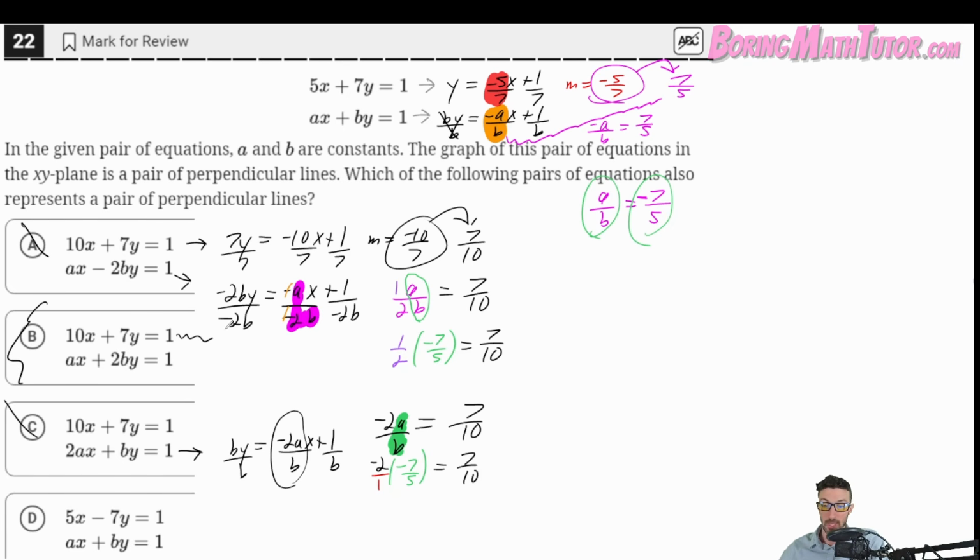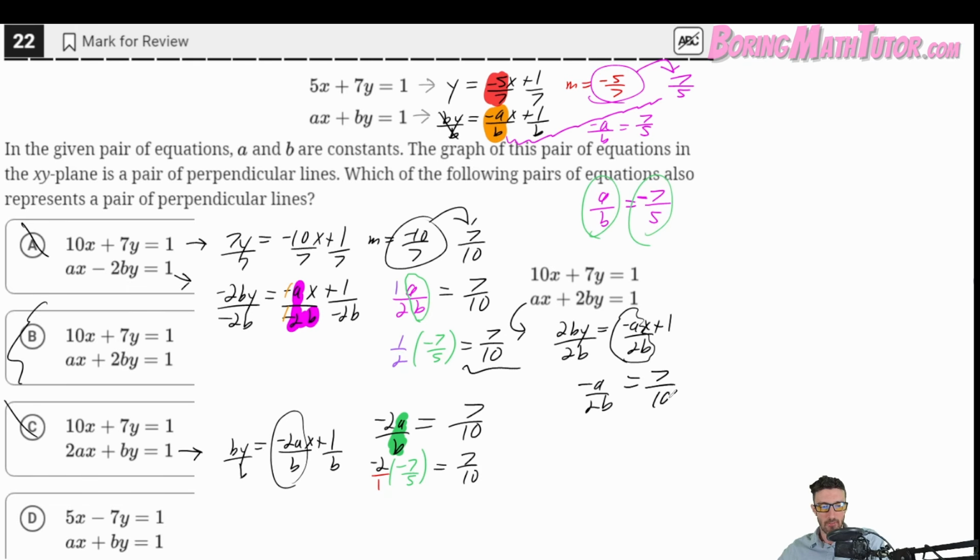And I don't know why I skipped B. I don't know how that happened, but whatever. Let's now take a look at B. So for this one, let's write it on the side over here. And we're just going to have to work on solving this one for y. So it's 2by equals negative ax plus 1. Divide everything by 2b, which really is all we need. Negative a over 2b. Will that equal the infamous 7/10 that we got from that first part?